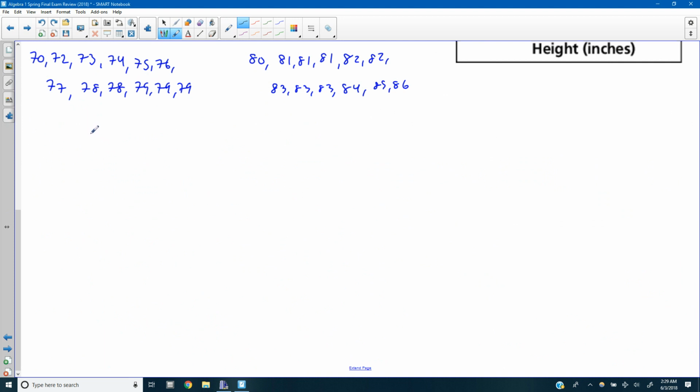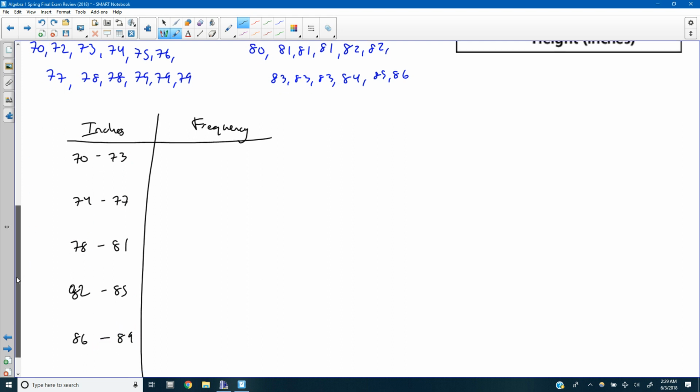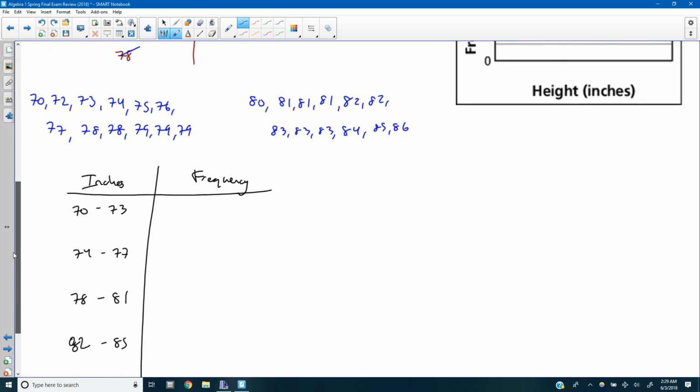So what I'm going to do is I'm going to choose some intervals in inches and how often they occur. My intervals, I'm going to do every 4. So I'll do 70 to 73 inches. I'll do 74 to 77 inches. I'll do 78 to 81 inches, 82 to 85, and then I'll do 86 to 89. There we go. And then I can do the spread from that.